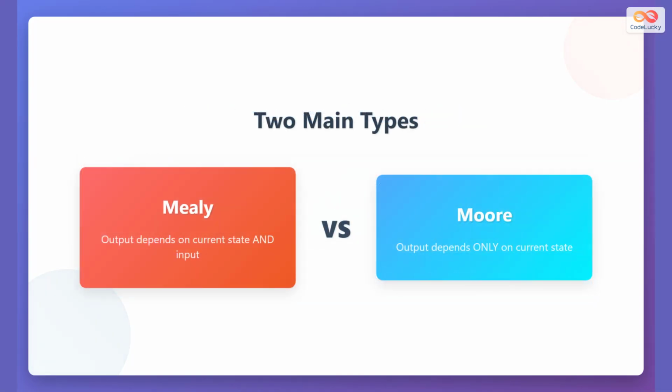State machines are broadly classified into two main types: Mealy machines and Moore machines. The key difference lies in how they determine their outputs. In a Mealy machine, the output depends on both the current state of the machine and the current input it receives. In contrast, a Moore machine's output depends solely on its current state.